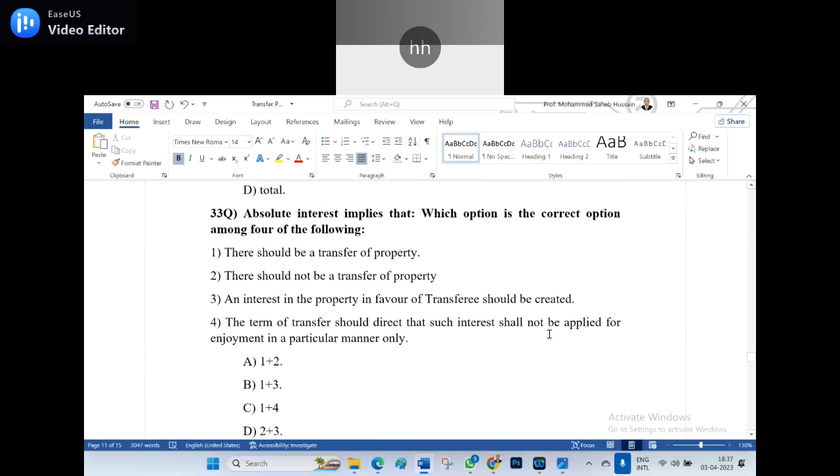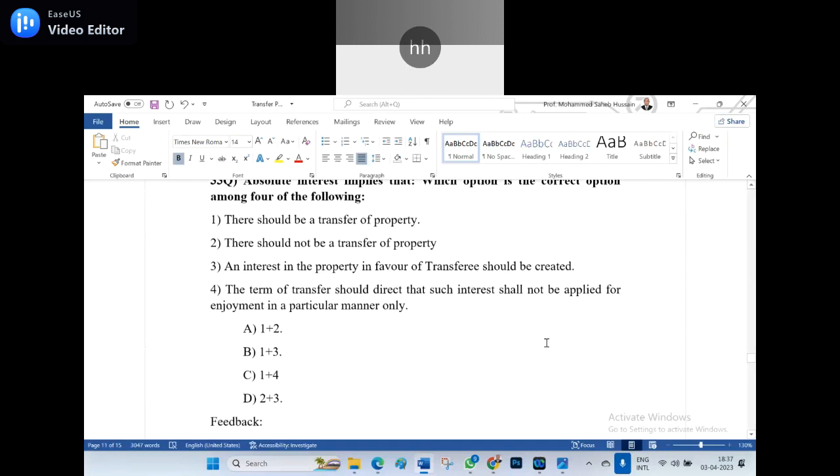33rd question. Absolute interest implies which option is the correct option among the following. 1. There should be a transfer of property. 2. There should not be a transfer of property. 3. An interest in the property in favor of the transferee should be created. 4. The terms of transfer should direct that such a transfer shall be applied for the enjoyment in a particular manner only. Then A, 1 plus 2. B, 1 plus 3. C, 1 plus 4. D, 2 plus 3.